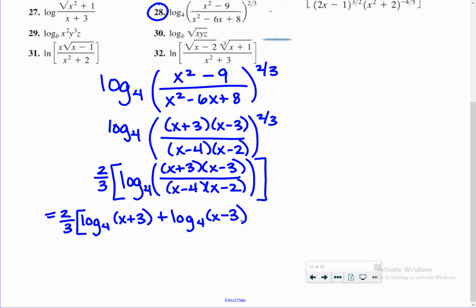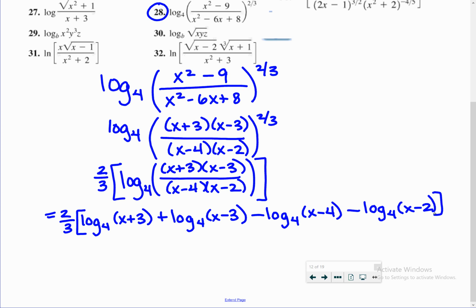So both of them are going to have a subtraction in front of them. So it's going to be minus log base 4 of x minus 4 minus log base 4 of x minus 2. And then again, an optional step is you could distribute the 2/3 through. It would be in front of each individual little log there. And then that would be really as far as you can go with it.